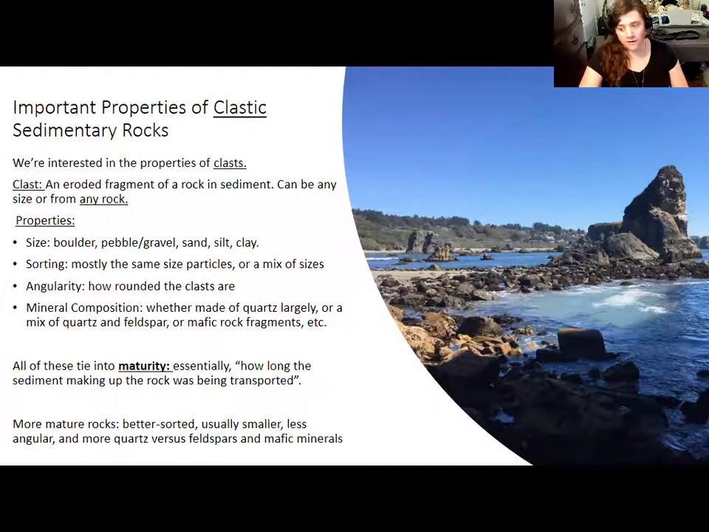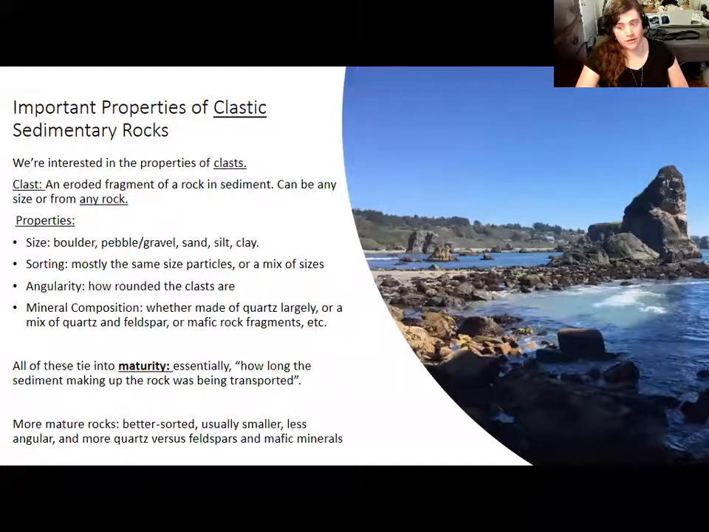Poorly sorted rocks are going to have a mix of grain sizes, so you're going to have some pebbles mixed in with mud and sand, whereas a well-sorted sedimentary rock is going to be made of clasts that are almost all the same size. Angularity tells us whether the clasts are rounded, which indicates that they've been transported for longer, meaning the water's had more time to round them down. And if they're angular, that indicates that they haven't actually traveled very far.